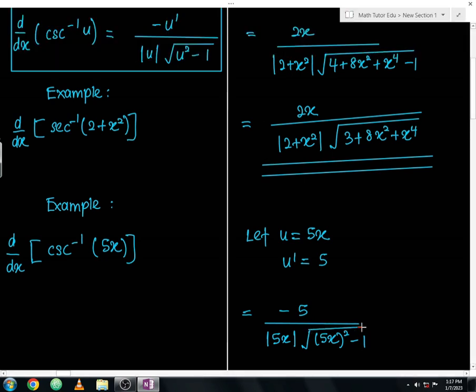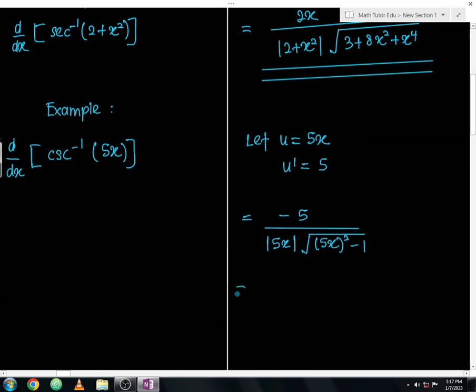Let us solve them. So you get negative 5 divided by modulus 5x, close modulus, and then the square root of 25x squared minus 1. So you can literally leave your answer in this way. Let me underline the solution.